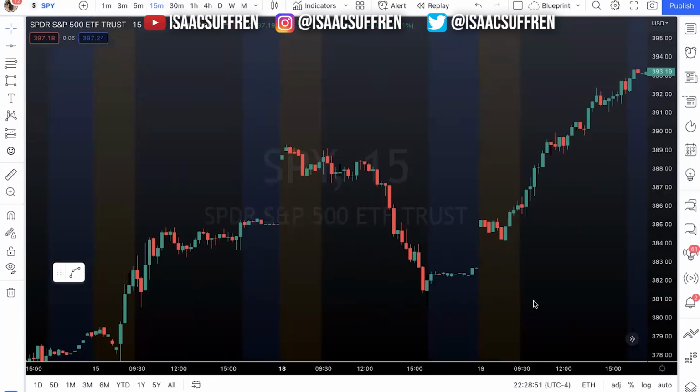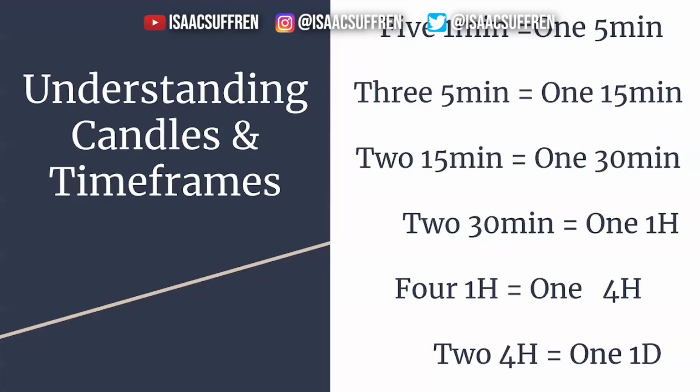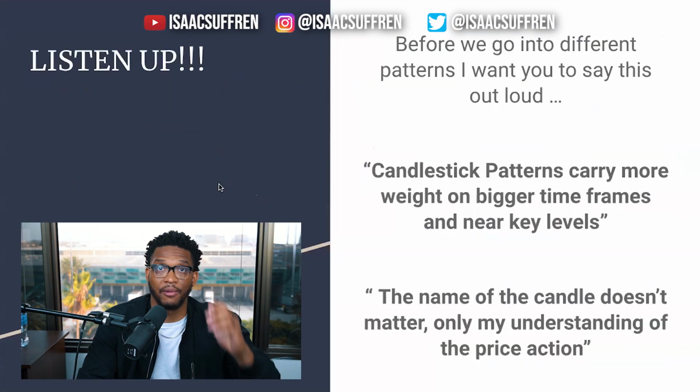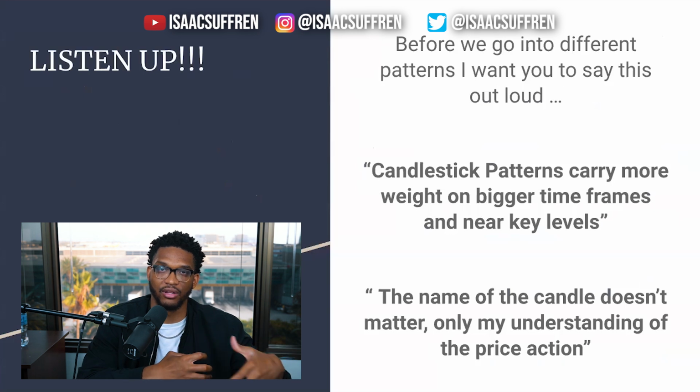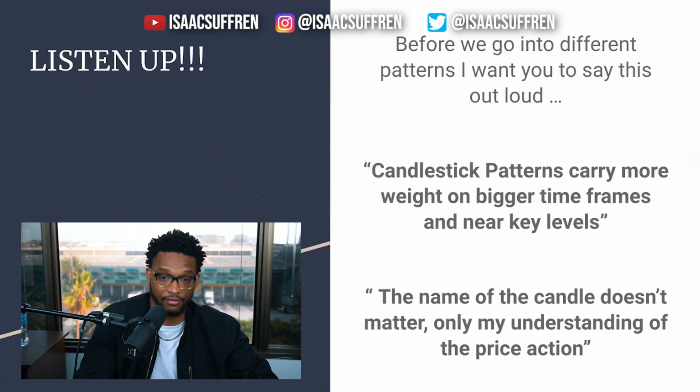So let's go ahead and go back on this. So listen up. Now we're going to get into the patterns. Now that you understand how they open, close, bullish, bearish, you understand what the body of the candle is, the wick, and all that good stuff. Let's go over the key thoughts I want you to have. All right. So before we go into different patterns, I want you to say this out loud, because I know a lot of people get confused on this all the time. Say it out loud for me. All right.